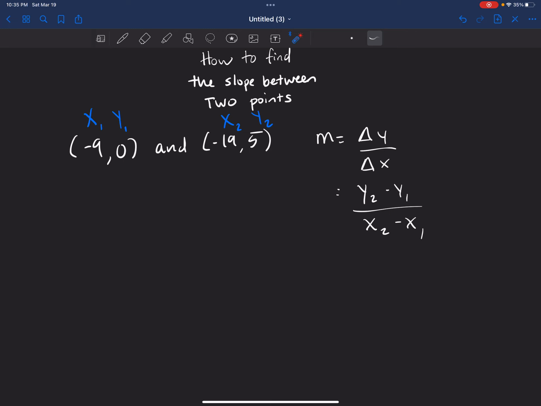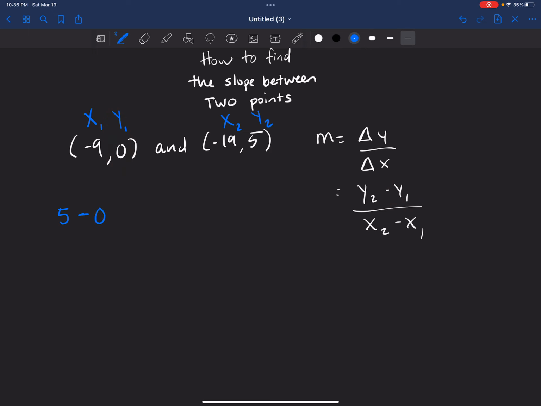So let's do it. I see that I have a y2 over here. Which of these is y2? Well, it's 5, so I'm going to write 5 minus, and be consistent. We have a y2 minus. I have to make sure that my y2 is here and the minus sign goes right after that. And then I put a y1. My y1 in this case is 0, so I write 0.